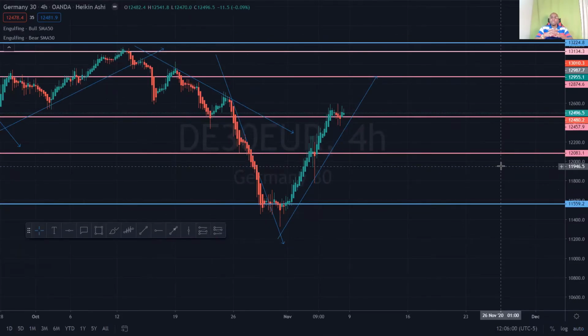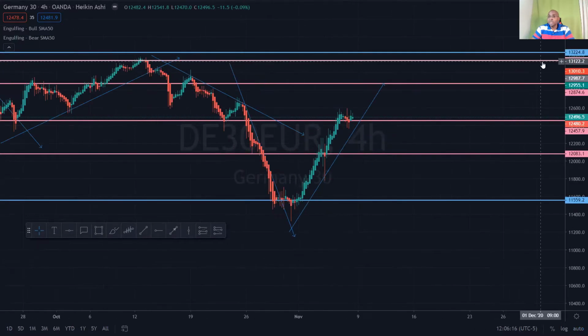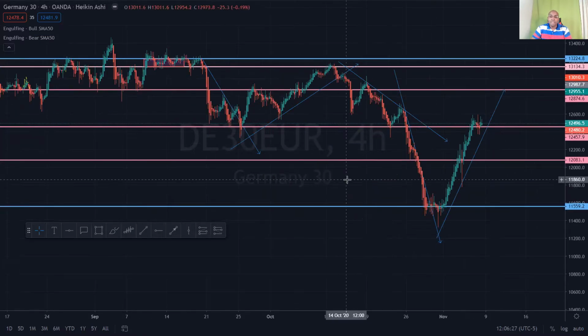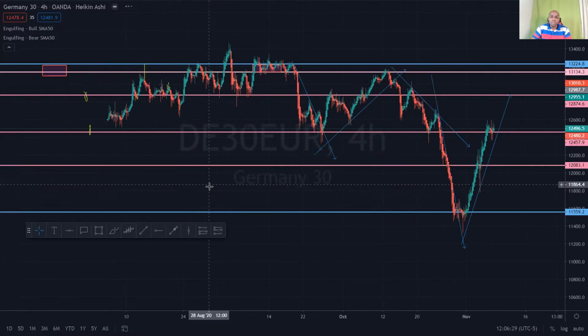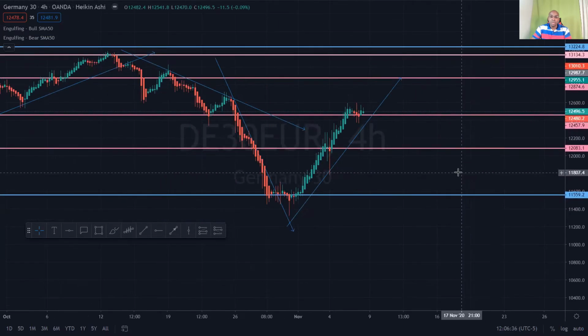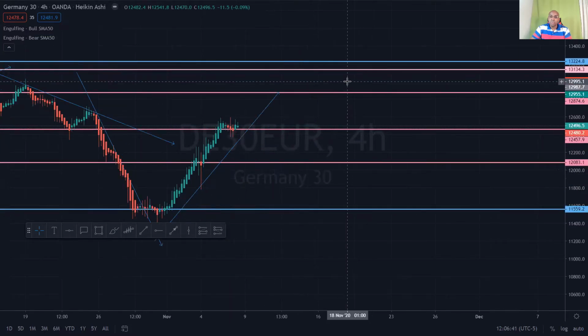Okay, German 30. German 30, in my view, is quite a simple thing to understand, right? So we have this key resistance right here at 13224.8. Key support here at 11,559.2. If you realize, the chart has just been moving between these regions, right? So last week it was going in this upward trend. So it was going in an uptrend.